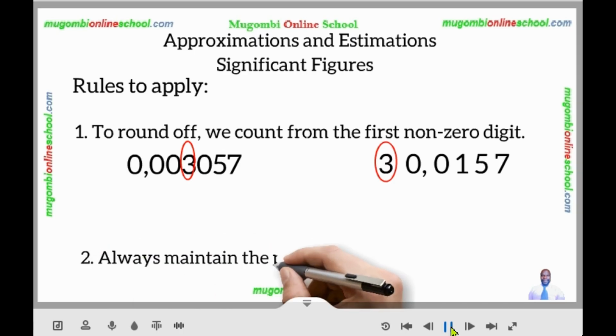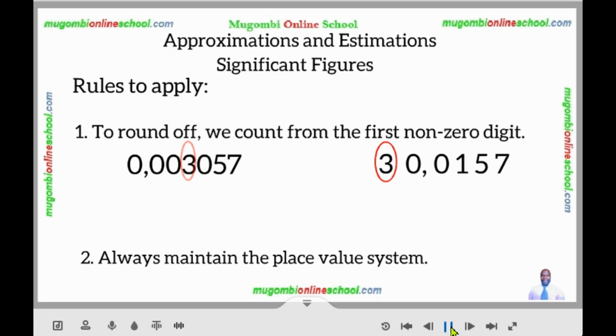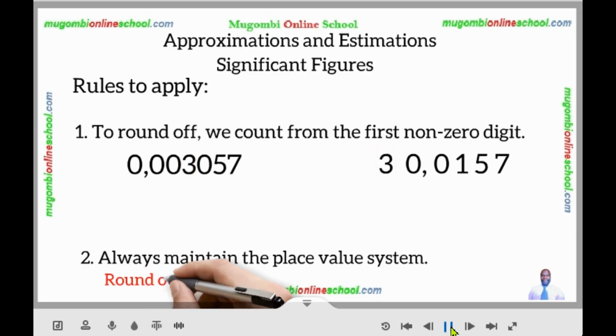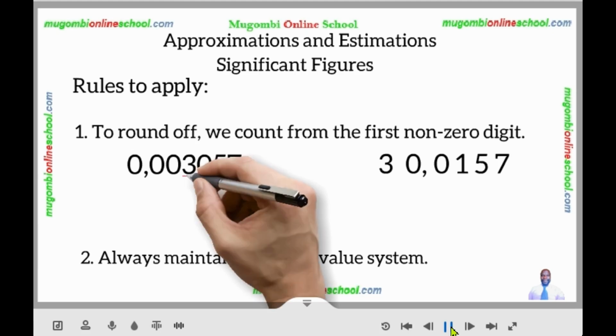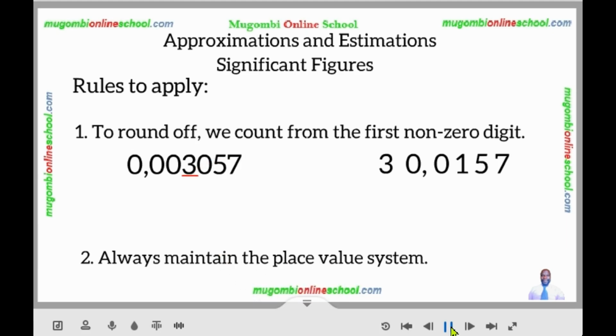All right. Rule number 2: always maintain the place value system. This is very important. Units must be units, tens, and so on. So round off the above numbers to 3SF, both of them. So this is the first non-zero digit.